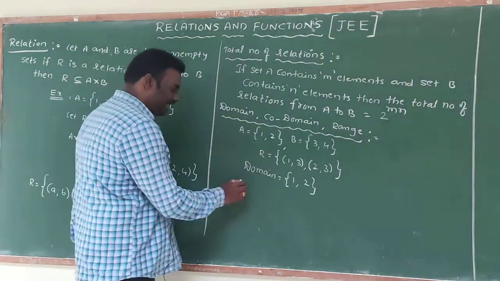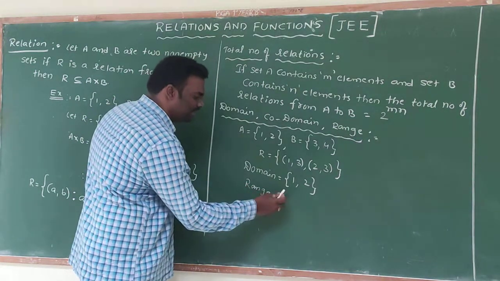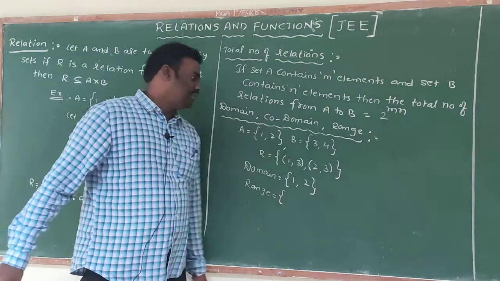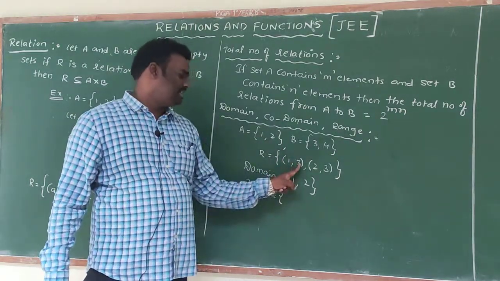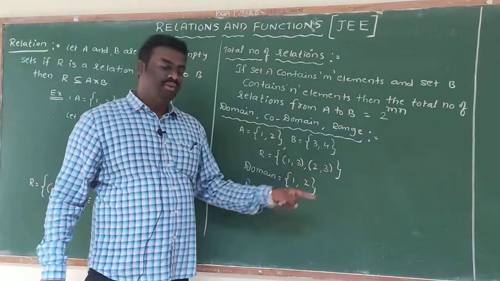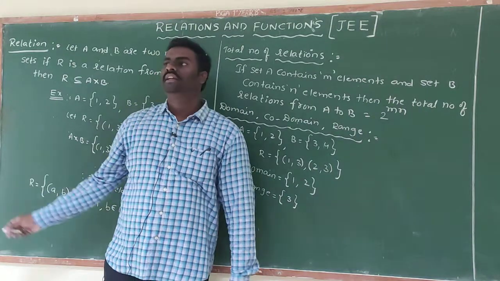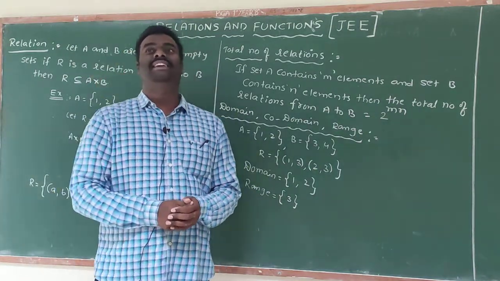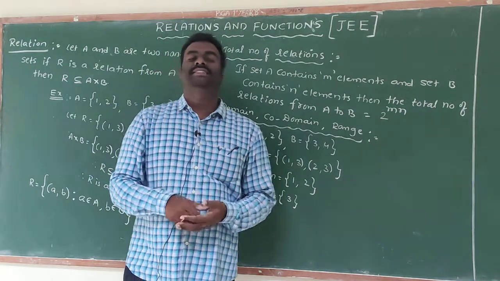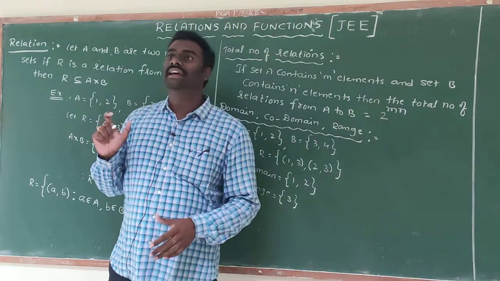Next I am finding range. Range is the set of second components in the relation. What is the second component? 3. Here also 3. No need to write it 2 times, 1 time is enough. So the set of first components in ordered pairs in a relation is called domain, and the set of second components is called range.